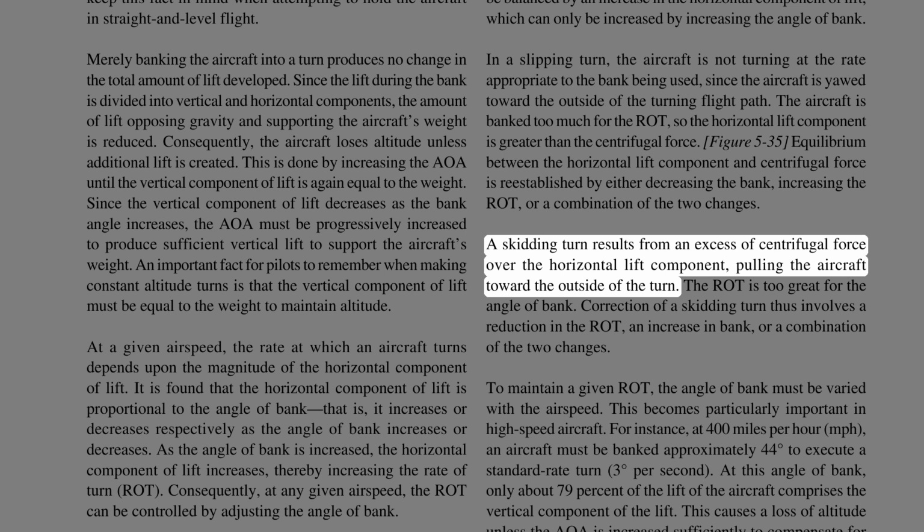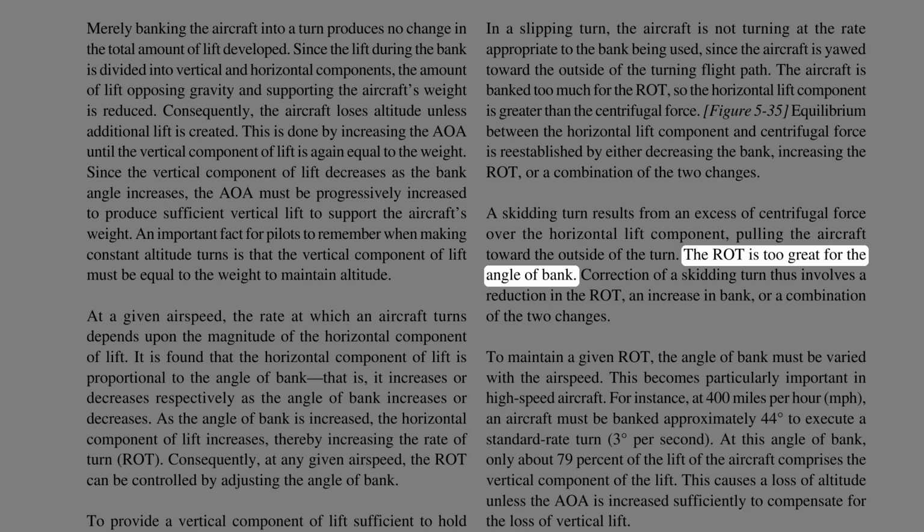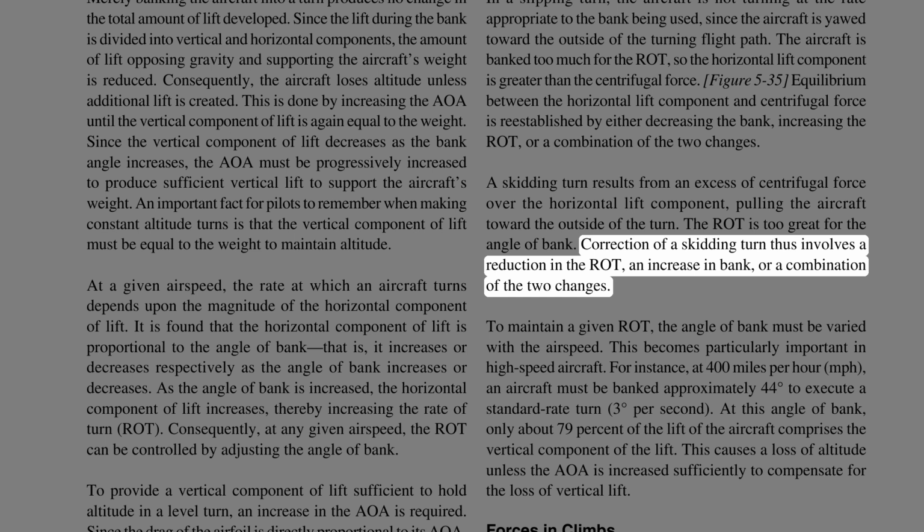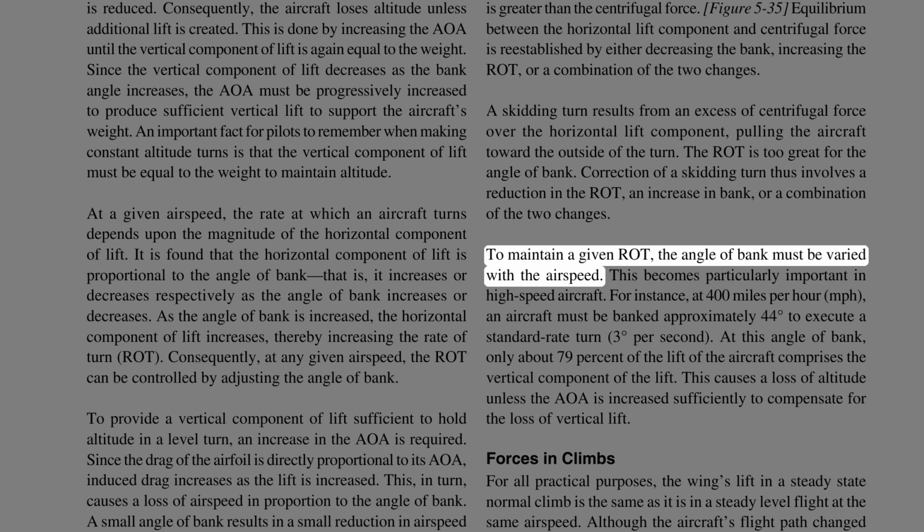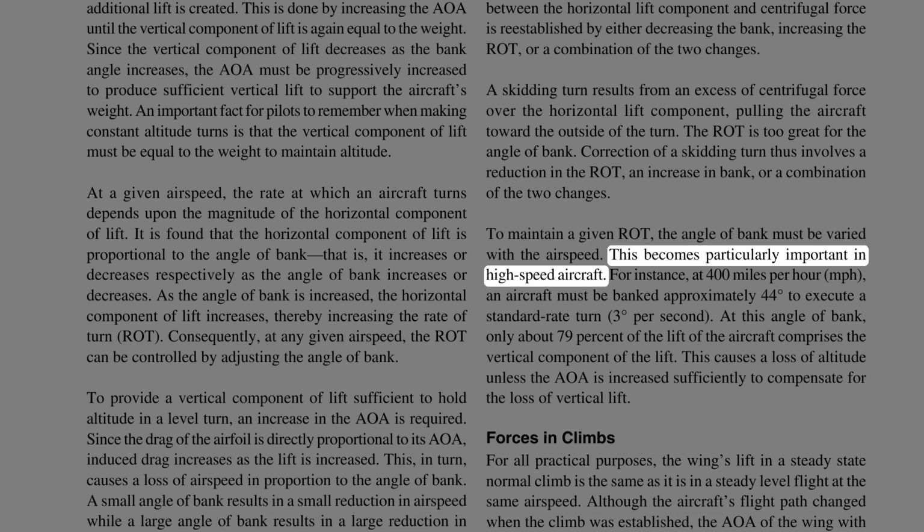A skidding turn results from an excessive centrifugal force over the horizontal lift component, pulling the aircraft toward the outside of the turn. The ROT is too great for the angle of bank. Correction of a skidding turn thus involves a reduction in the ROT, an increase in bank, or a combination of the two changes. To maintain a given ROT, the angle of bank must be varied with the airspeed. This becomes particularly important in high-speed aircraft.